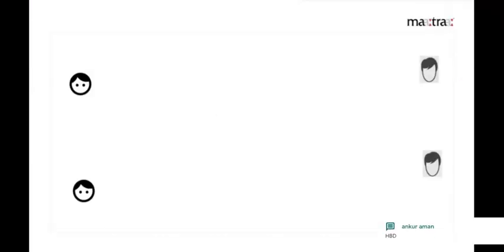Now look at the conversation between these two people, a person on the left and a person on the right.